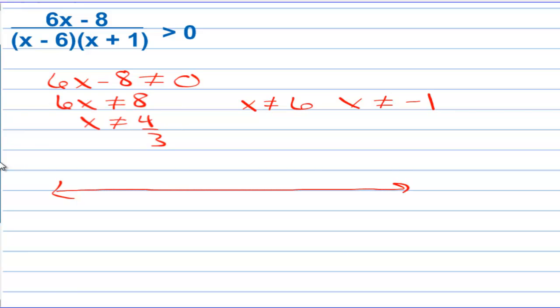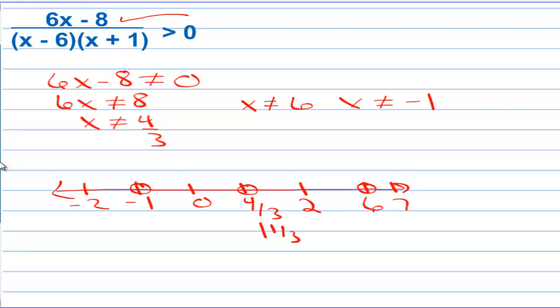Let's throw these on a number line. We got negative 1, we got 4/3, which is 1 1/3. Can't equal, and then we got way out here at 6 can't equal. So let's test negative 2, 0, and 2, since 2 is safe after 1 1/3, and then test 7. Let's look at negative 2. If we plug negative 2 in to this, we get 12 minus 8, that's positive, over 2 minus 6 is negative, 2 plus 1 is positive, so a positive over a negative is a negative.